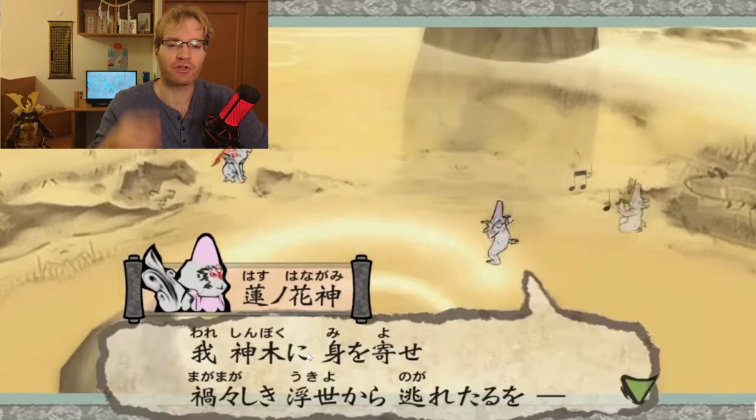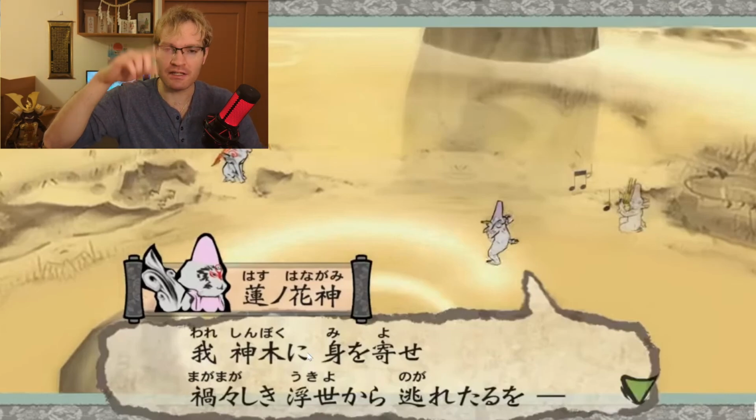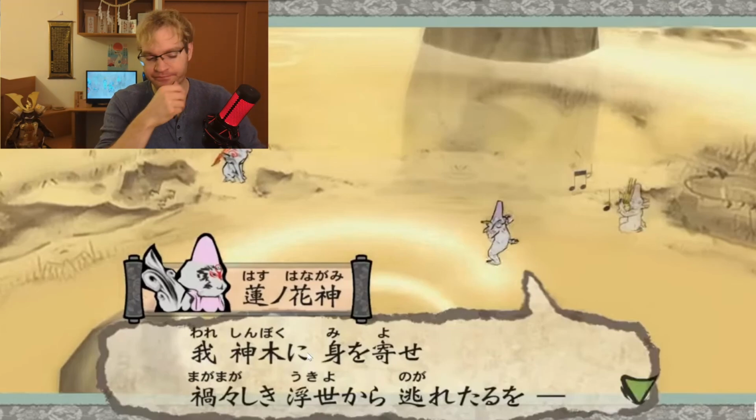All of our prepositions, so like in, at, on, by, to, those kinds of things. Basically, ni just covers all of those. So ware, shinboku ni. So in this case, I think ni is best translated as in. So I, in the divine tree, in the sacred tree, mi o yose.